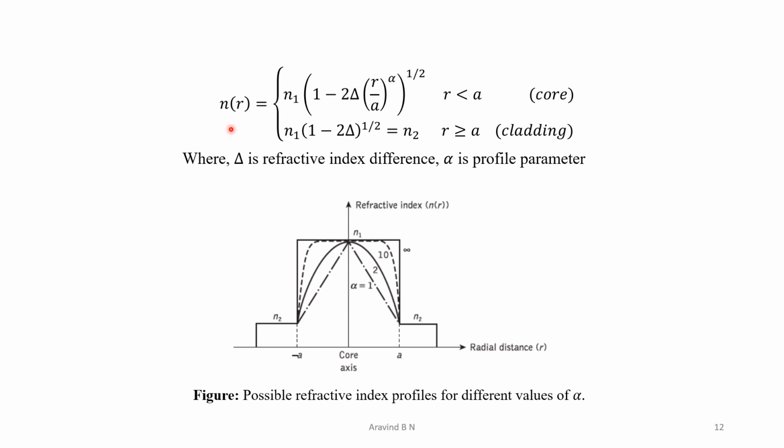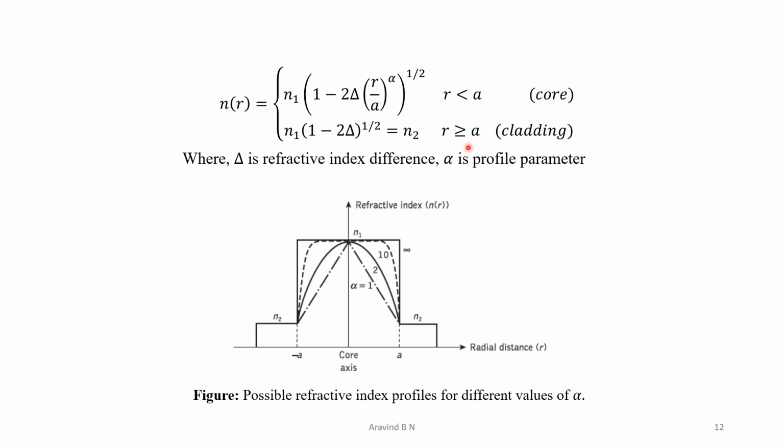Now it is represented by n of r is equal to n1 times (1 minus 2 delta (r divided by a) to the power of alpha) whole to the power of 1 by 2, for r less than a, that is representing the core. And for the cladding it is n1 times (1 minus 2 delta) to the power of 1 by 2, that is equal to n2, for r greater than or equal to a. In this representation, delta is the refractive index difference and alpha is the profile parameter.